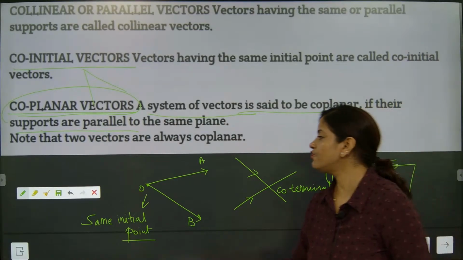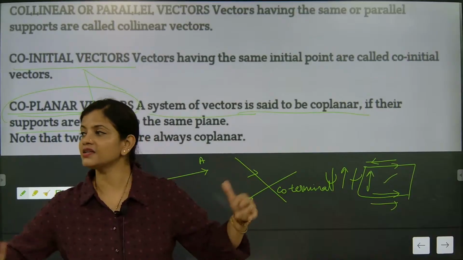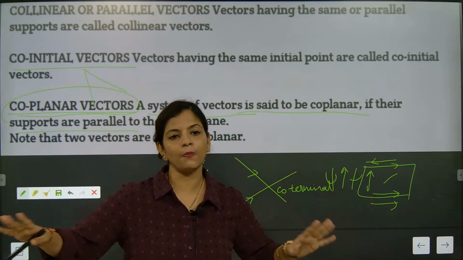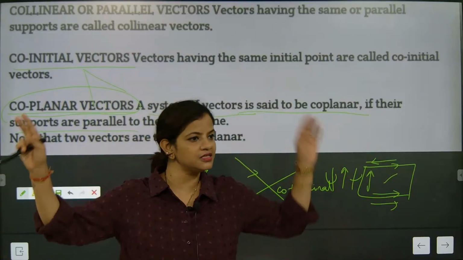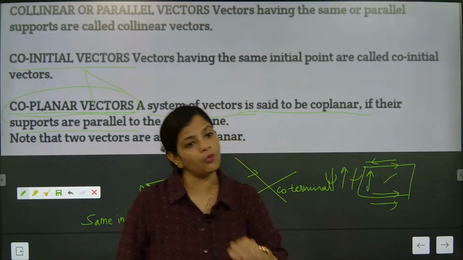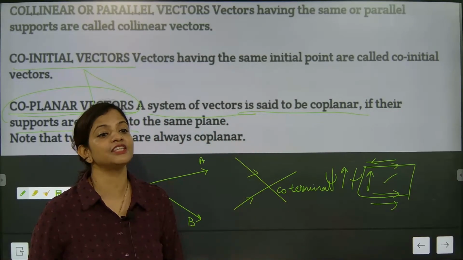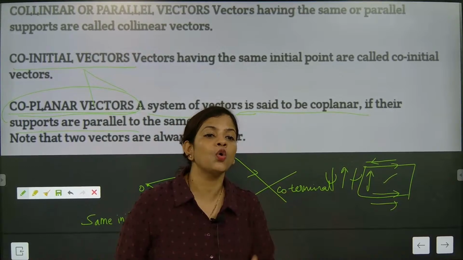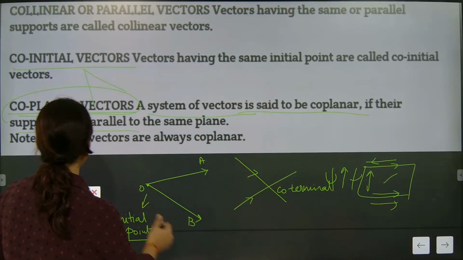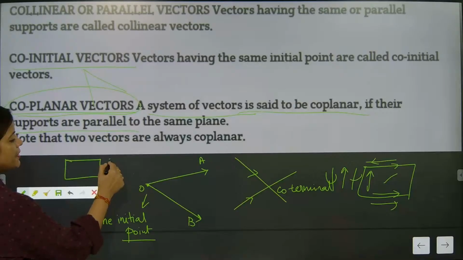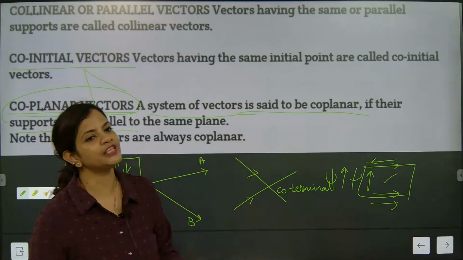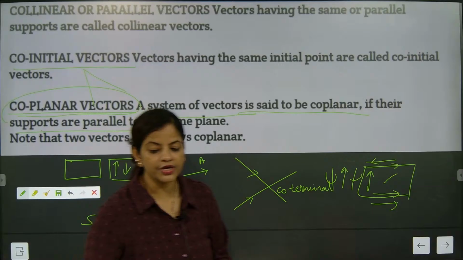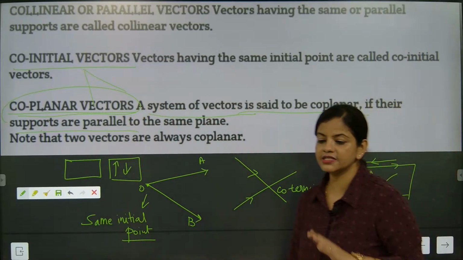Coplanar. Got it? So we need to make one plane, and whatever vectors come as a system parallel to that plane, means if this is a page, and whatever lines I draw parallel to the page, either this side or that side, they will be considered coplanar, because they are on the same axis. So if I have taken one page, and another page parallel to it, and drawn 2, 3 lines like this, they are considered coplanar, because the axis is the same. I hope till here it is clear, beta.